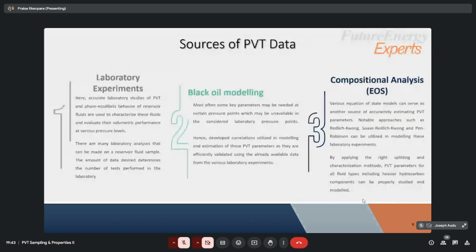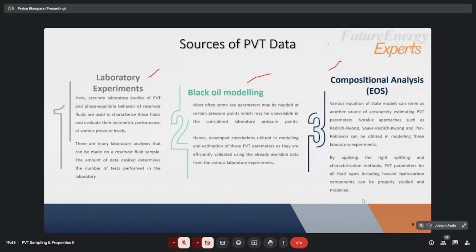Okay, so after reviewing those parameters, let's now look at the sources of PVT data. These three you are seeing on the screen now are typical ways of getting them. There are many other ways of getting PVT parameters. So we have the lab, which is the first one, right? We have the black oil, we have the compositional analysis. We equally have one we call the analogous method.